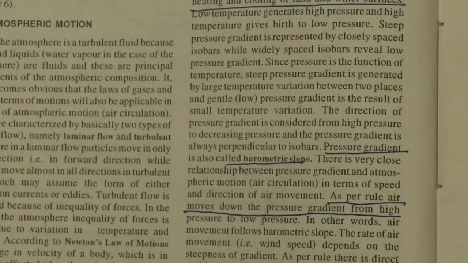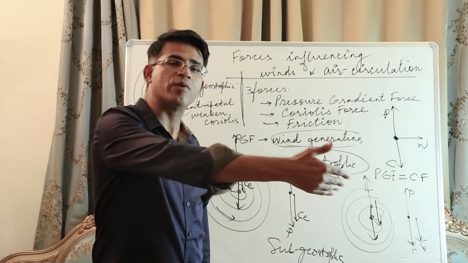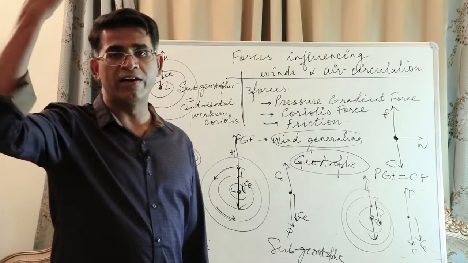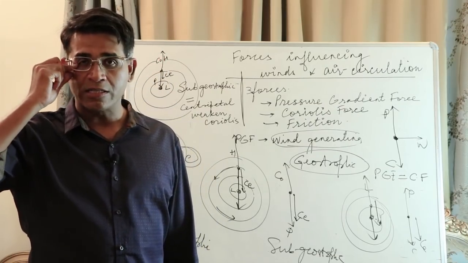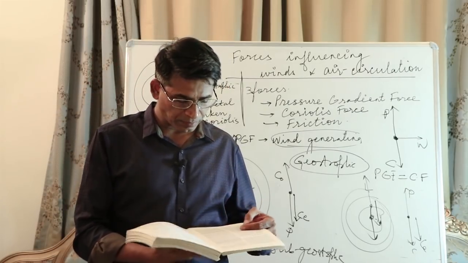And then he says, you may look up the central part of this column. It says, the pressure gradient is also called barometric slope. And it says, there's a very close relationship between the pressure gradient and the atmospheric motion in terms of speed and direction. As per rule, air moves down the pressure gradient from high to low. That's the rule everywhere. I had the diagram earlier. Always from high towards low, and this rule is also obeyed for the vertical movement. It's just that some of you end up comparing different layers in terms of pressure.